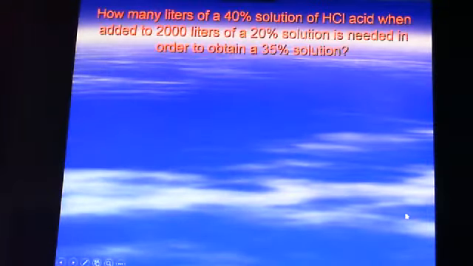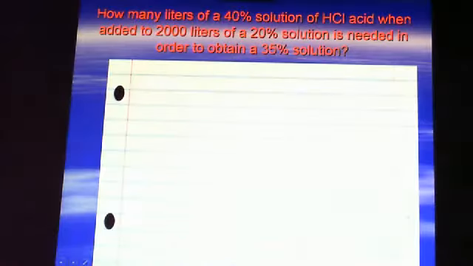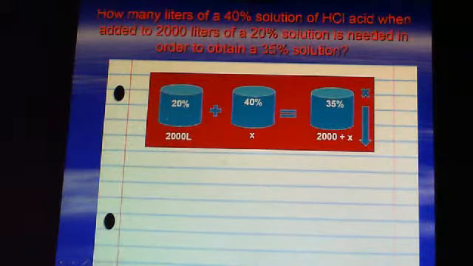Okay? So there's my problem. Exact same problem we had before on our piece of paper. This is what we should have. Now we need to write the equation. Well, the equation's already here. All we have to do is write it down.